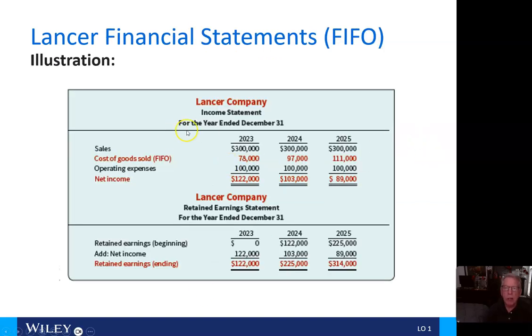Now, if we look at the income statement for FIFO, we do the same thing. We have our income statement here with sales, cost of goods sold at FIFO, and operating expenses and net income for the 3 years. And then our retained earnings are shown with the beginning retained earnings of 0. We add our net income. We get ending retained earnings for the 3 years.